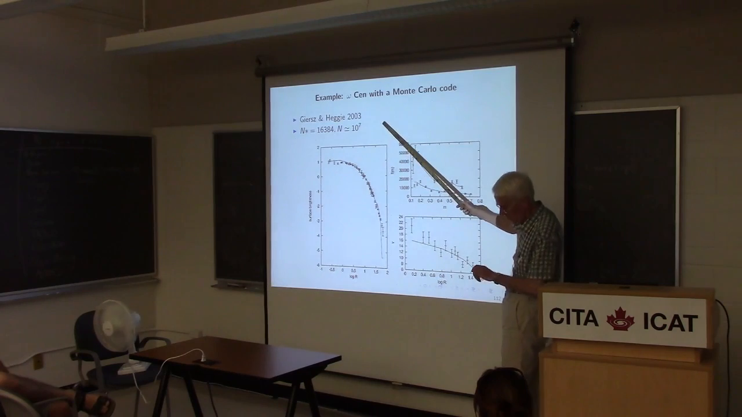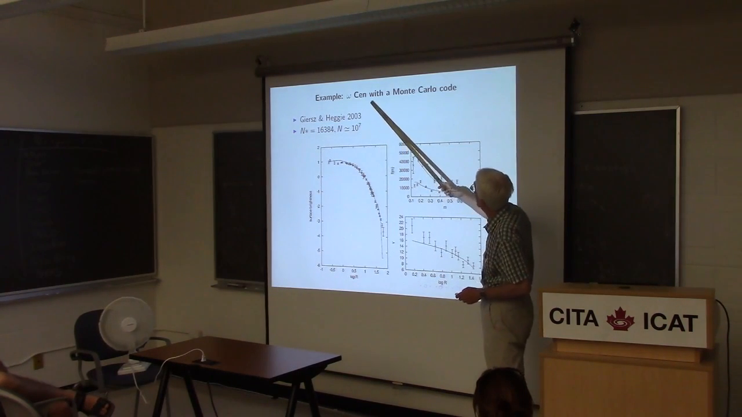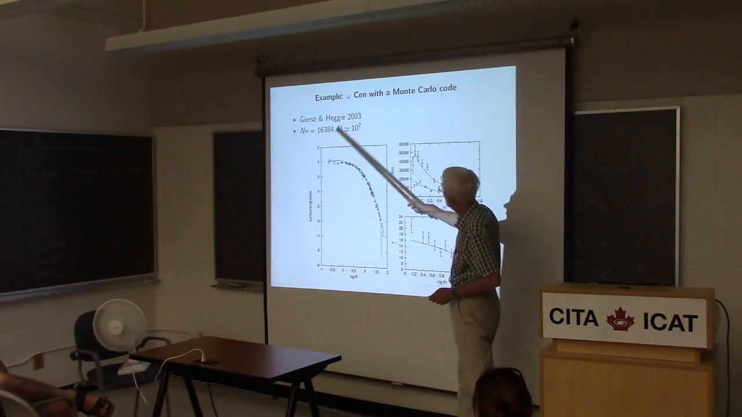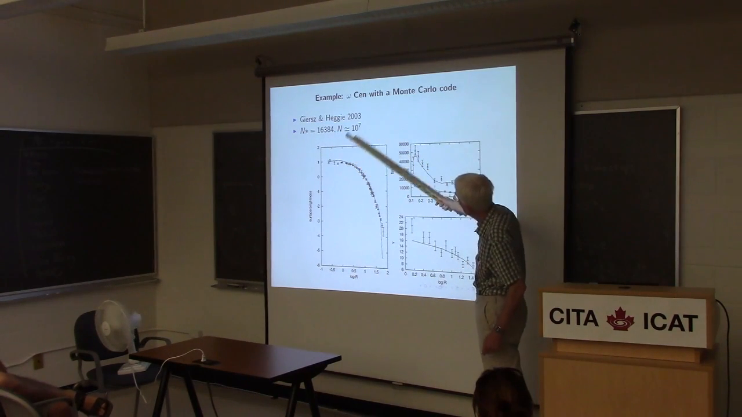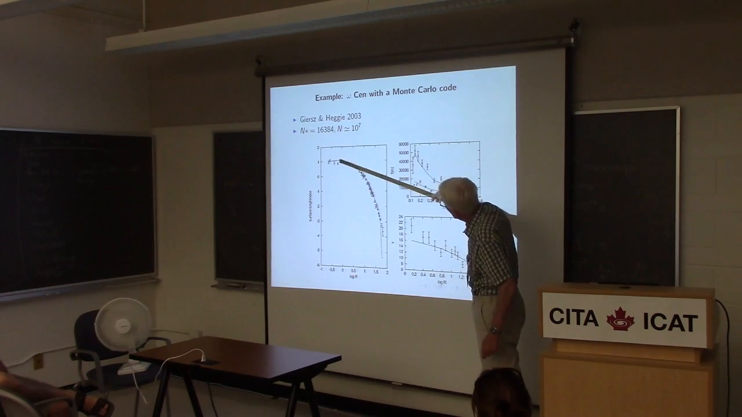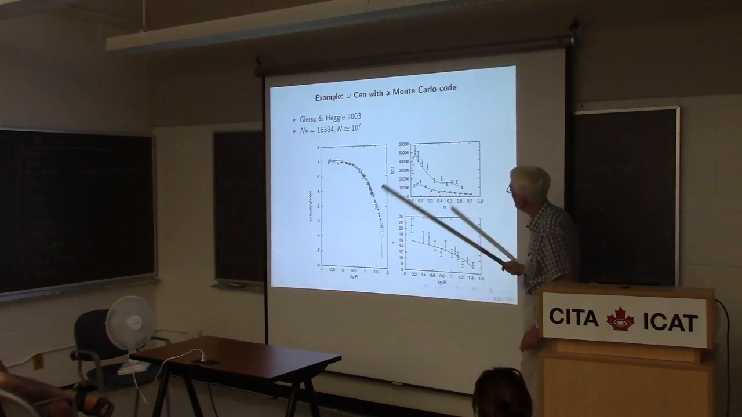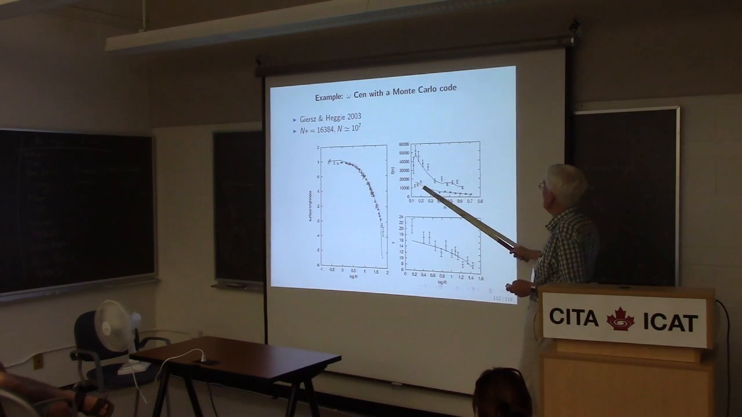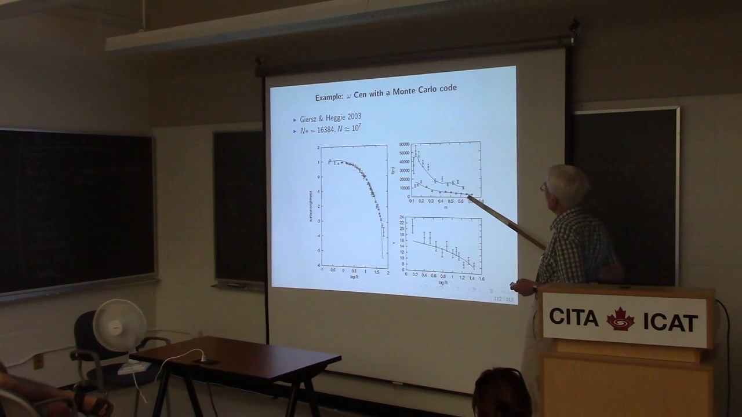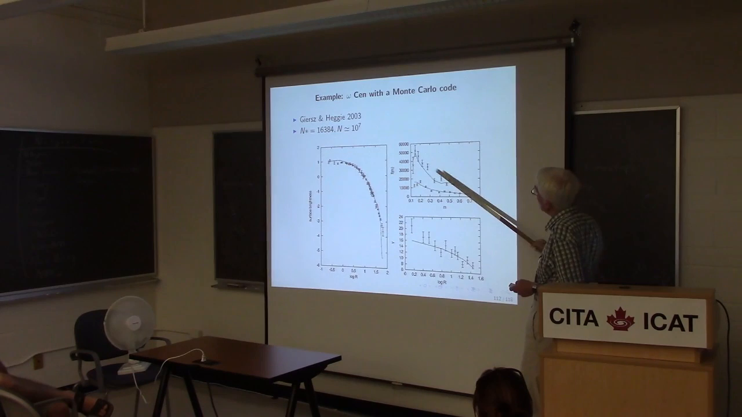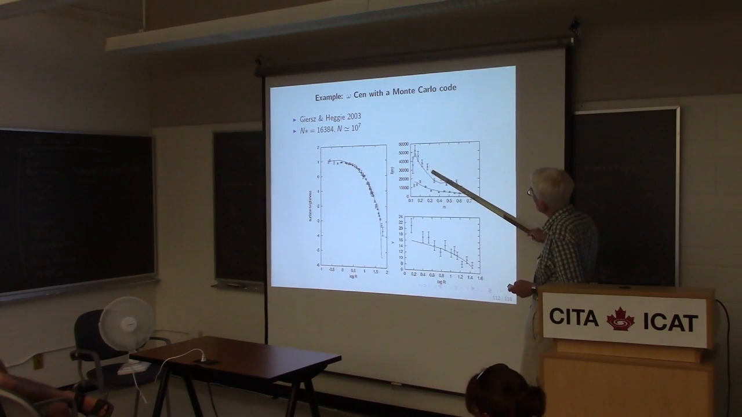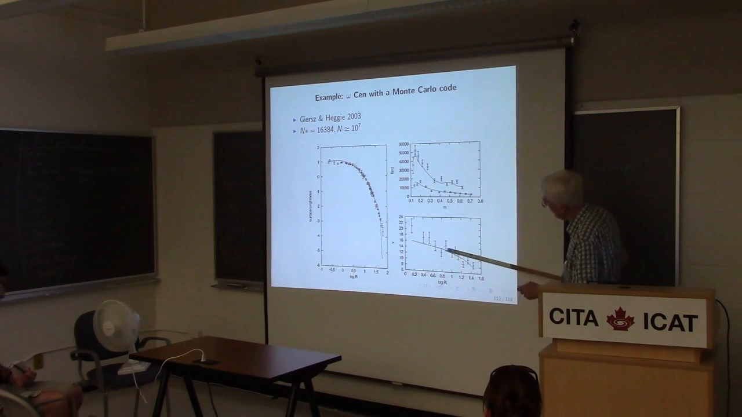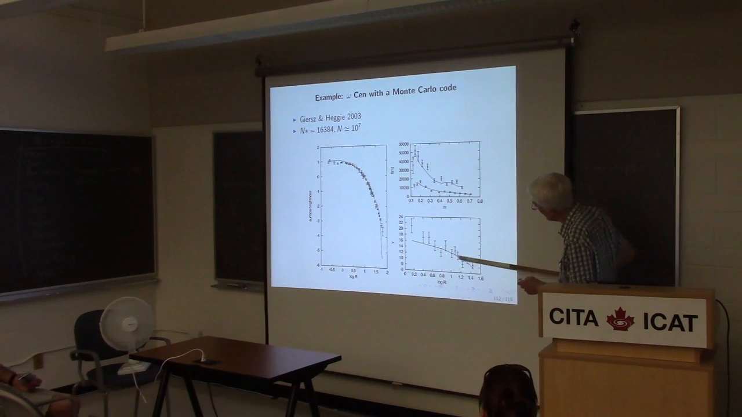And in fact, you can also use it with the Monte Carlo code. When Mirek and I were studying Omega Centauri, we did that with very much scaled down Monte Carlo models. This was the early attempt. And here was the surface brightness of Omega Cen matched by the Monte Carlo model. Here's the mass function, the local mass function in two different locations in the cluster, matched by the Monte Carlo model. And here's the velocity dispersion as a function of radius.